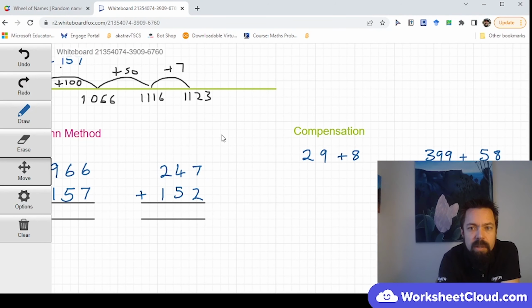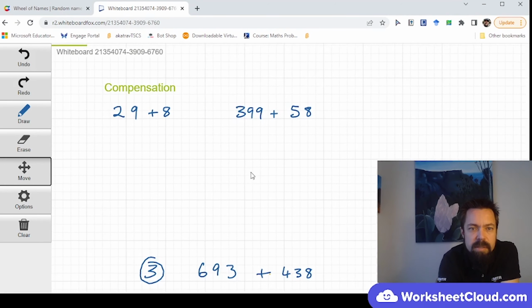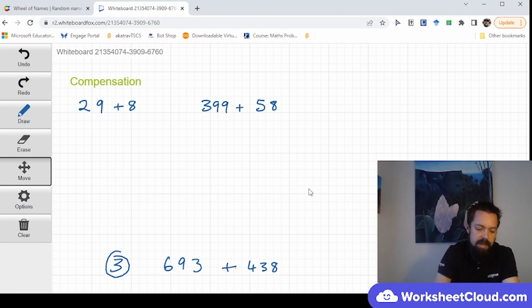Okay, I'm going to look at compensation and give and take first. So let's move across here. I'm going to look at each of these with compensation and then redo them with give and take. Okay, so I notice when I look at 29 plus 8, is that 29 is quite close to 30.